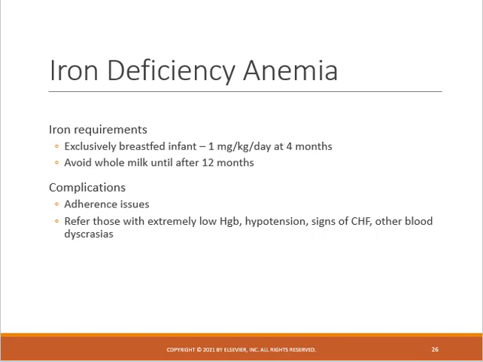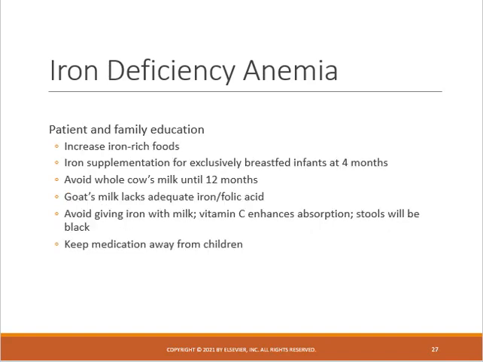If you have little ones with sustained low hemoglobin, hypotension, signs of congestive heart failure, or other blood dyscrasias, of course you're going to refer those. Education is very important, and reviewing foods that are high in iron-rich nutritional counts. We talked about supplementation for breastfed moms, avoiding cow's milk. Goat's milk doesn't have adequate iron and folic acid, and avoid giving iron with milk.